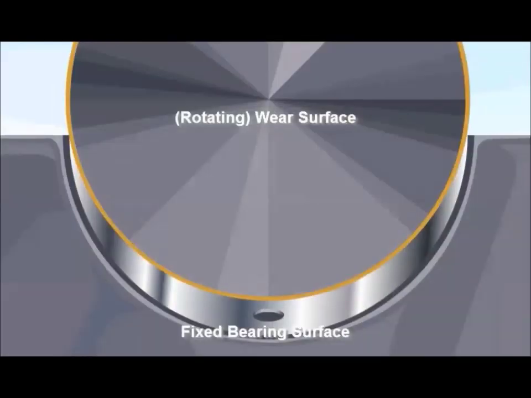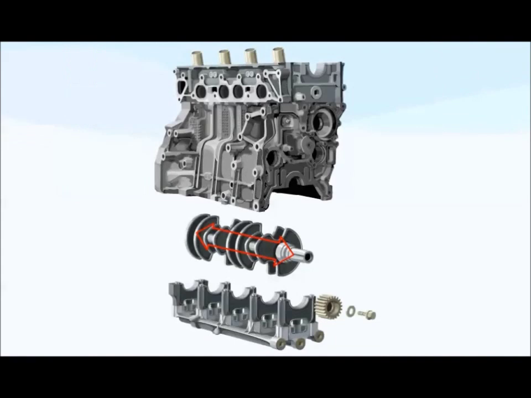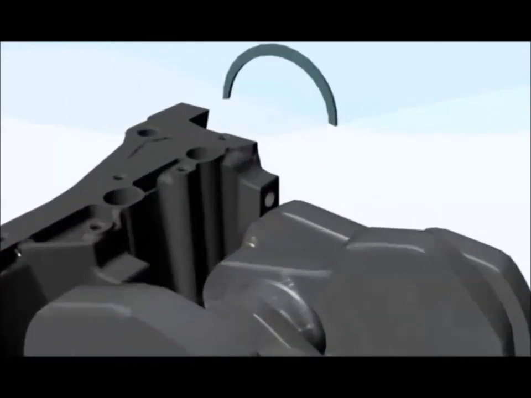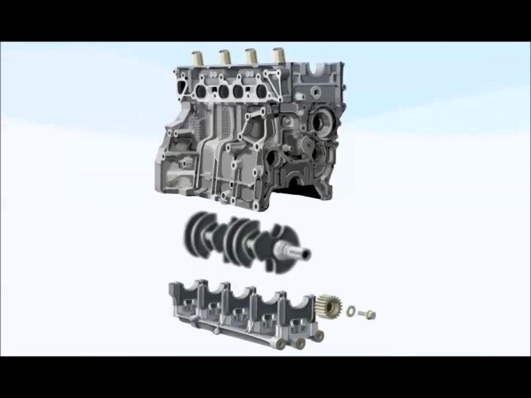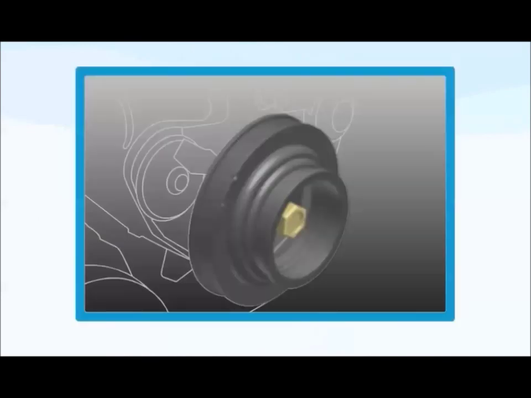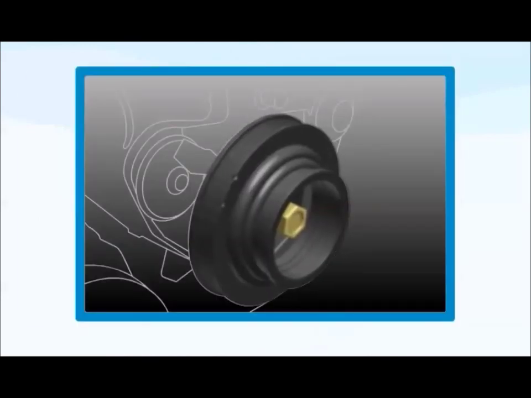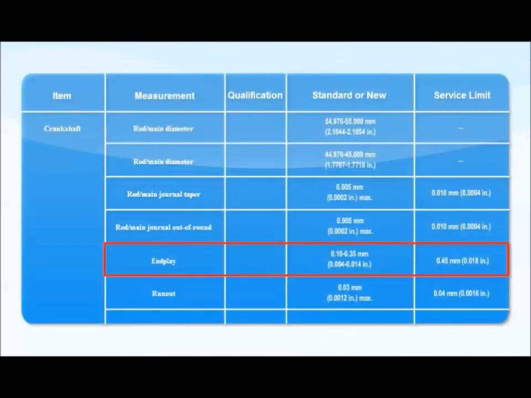All bearings provide a low-friction surface for rotating shafts. But rotating shafts can also move back and forth. We add bearing surfaces to prevent this movement. We call these bearing surfaces thrust washers or thrust bearings. As these components wear, more and more back and forth movement occurs. We call this motion end play, and the service manual specifies the maximum amount of end play or movement allowed.